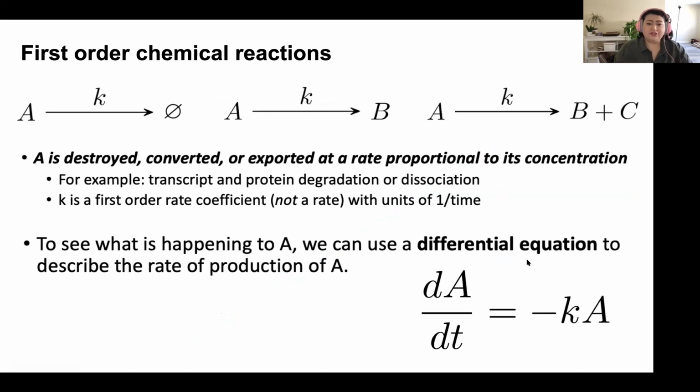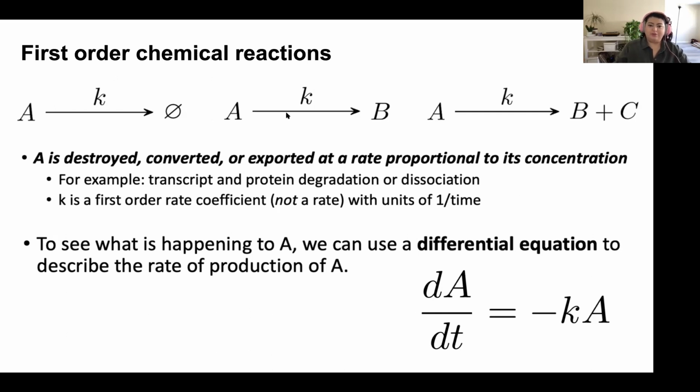So let's look at first order chemical reactions. First order chemical reactions mean that the reactant is now in the first order. We have at least a power of 1 on the reactant on the left-hand side. For example, here we have A being destroyed, converted, or even exported or dissociated, although the rate is going to be proportional to its concentration.